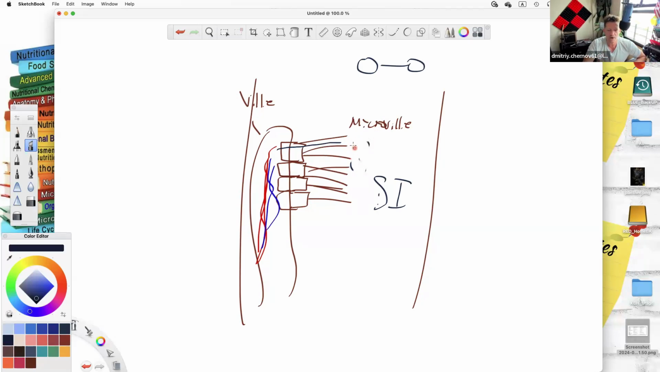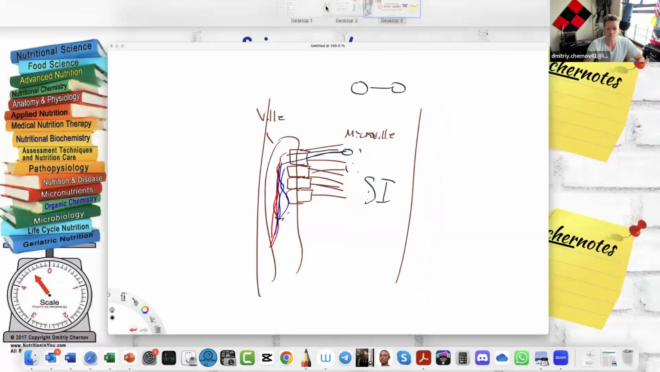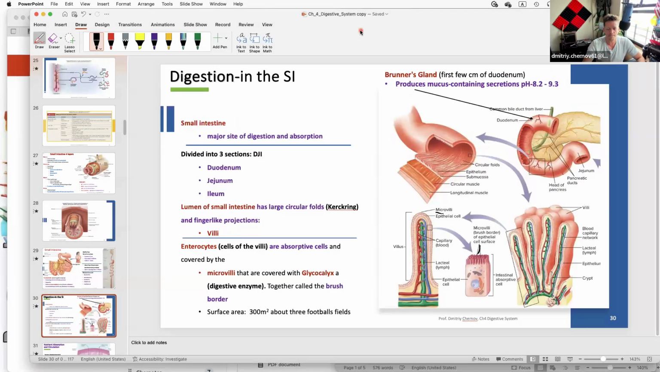So basically microvilli takes this nutrient and absorbs it, and boom, it's already in the blood circulation, right? In the portal vein, it will get to the liver. Liver most likely is the organ where the nutrient will travel to after it's been absorbed.